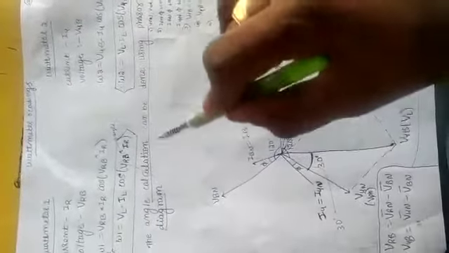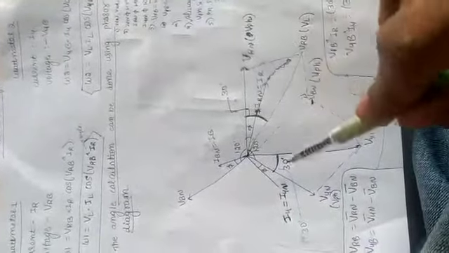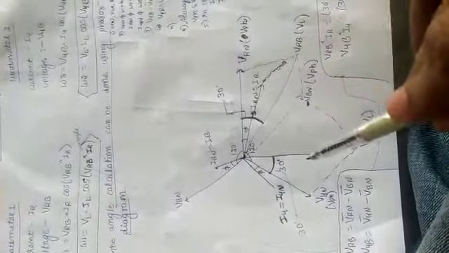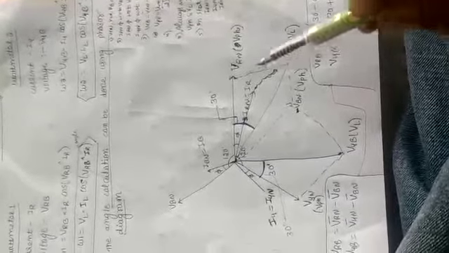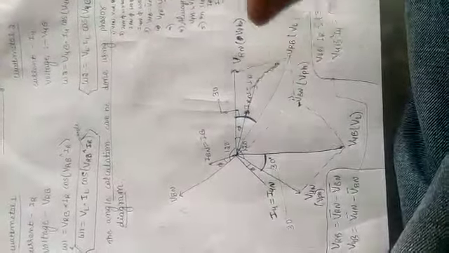In order to find the angle between these components, you have to draw the phasor diagram. So this is the phasor diagram. You have to draw it to find out the angle between these two components, VRB and IR, and VYB and IY. Now I will show you how to draw this phasor diagram.